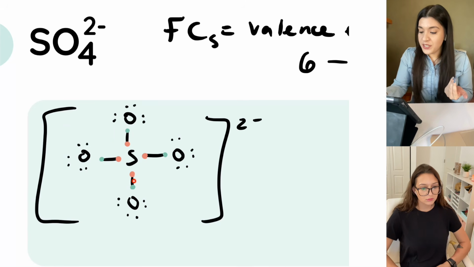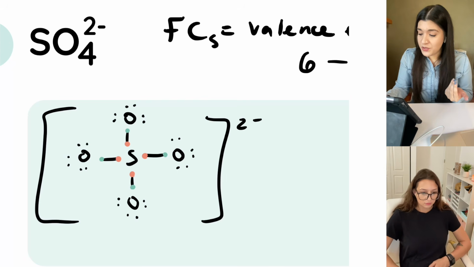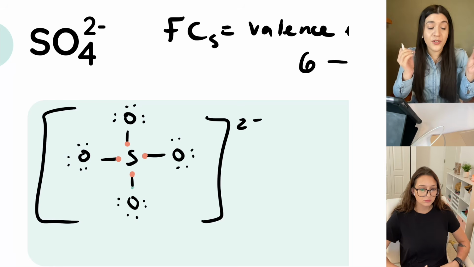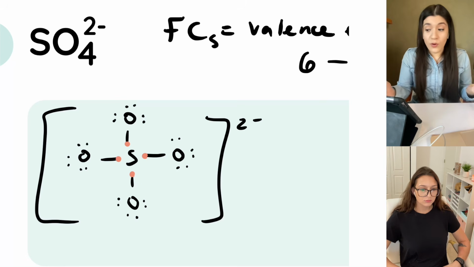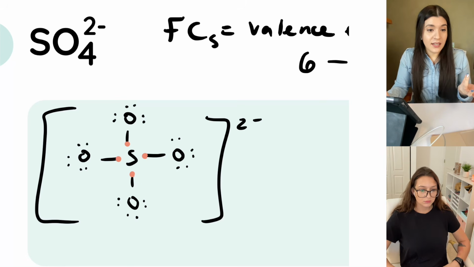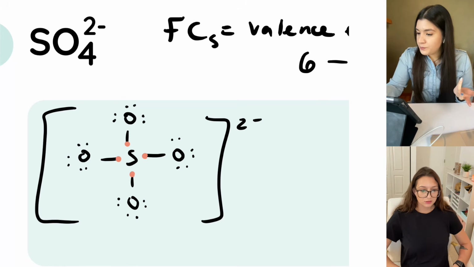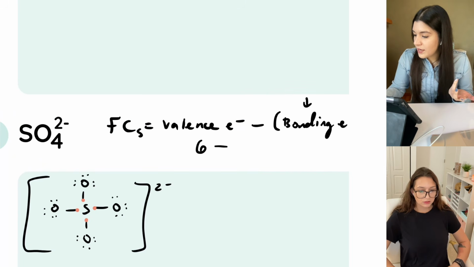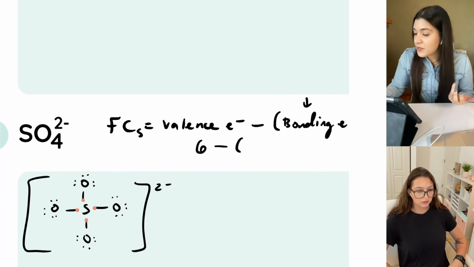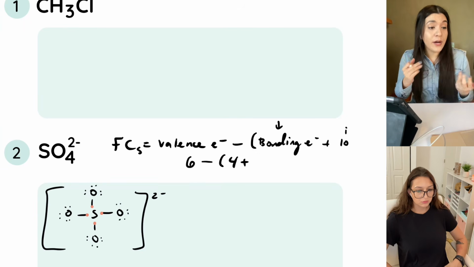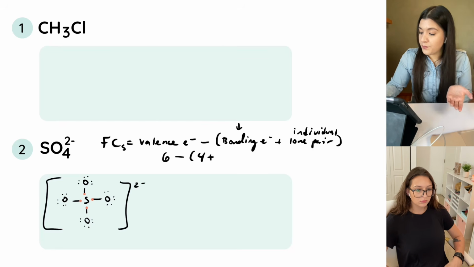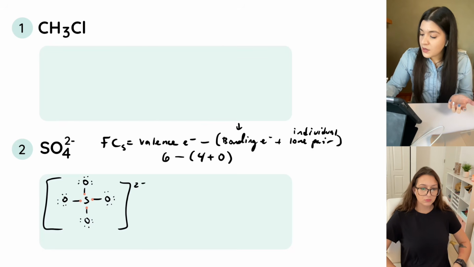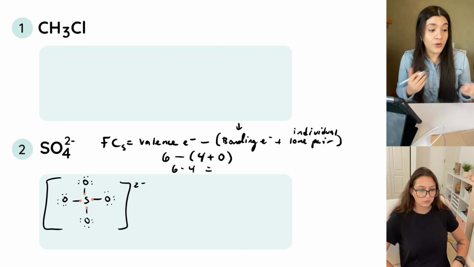I prefer to just teach it the way I just showed you, just seeing how many electrons are actually touching or in direct contact with the atom that we're trying to get the formal charge of. So 4 in this case. Does that make sense? Yes. Okay, cool. So I have 4 bonding electrons. Next, how many individual lone pairs do I have on just sulfur? There are no lone pairs, so 0. So this is 6 minus 4. This has a +2 formal charge.